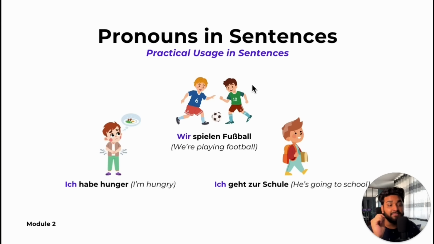For example, wir spielen Fußball. We are playing football. Wir for we. Ich habe Hunger. Ich for I am hungry. Geht zur Schule. For he is going to school.